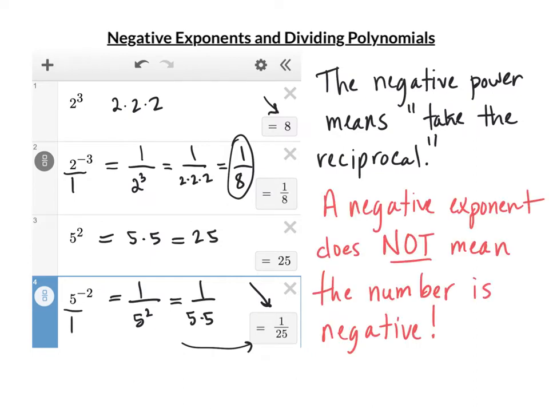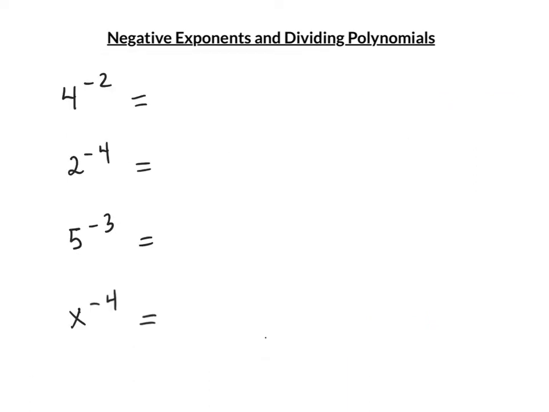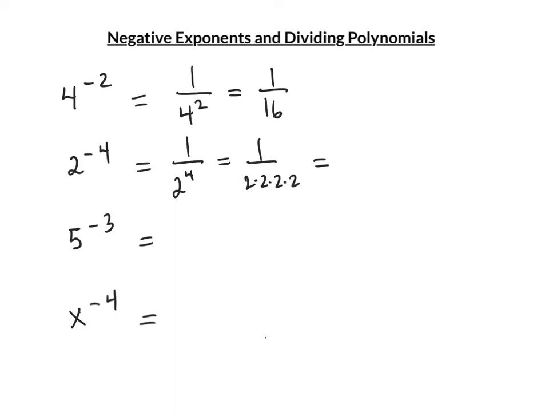And take a look here. Notice how none of these answers are negative. A negative exponent does not mean the number is negative. It means take the reciprocal. For each of these examples then, this is 1 over 4 to the second. Notice the negative power is gone when I take the reciprocal, and that becomes 1 over 16. This is 1 over 2 to the fourth, which is 1 over 2 times 2 times 2 times 2, which is also 1 over 16.